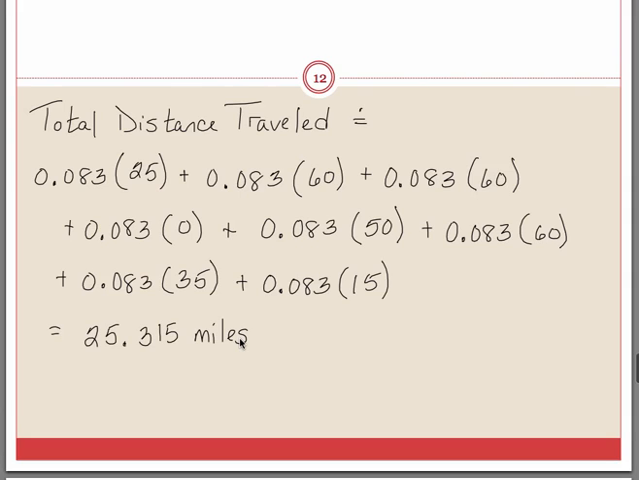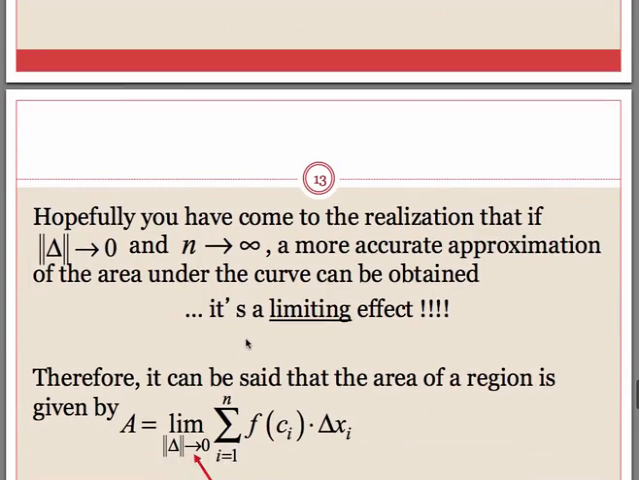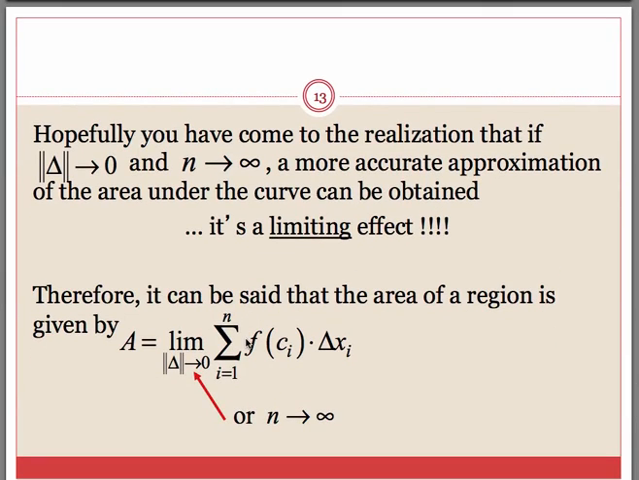All right, so hopefully by now you're coming to the realization that if the norm, that width of the widest rectangle, is approaching 0, and therefore we have n approaching infinity, meaning we can fit more and more rectangles under the curve, you can obtain a more accurate approximation of the area under the curve. Geez, it's a limiting effect. As the widest rectangle gets skinnier and skinnier, basically n is approaching infinity, you're getting a better approximation for the area under the curve. It really is a limit.